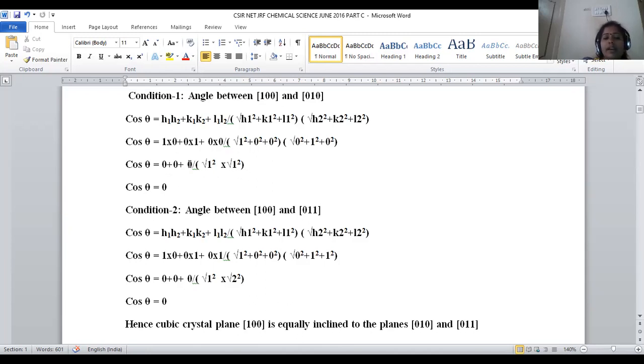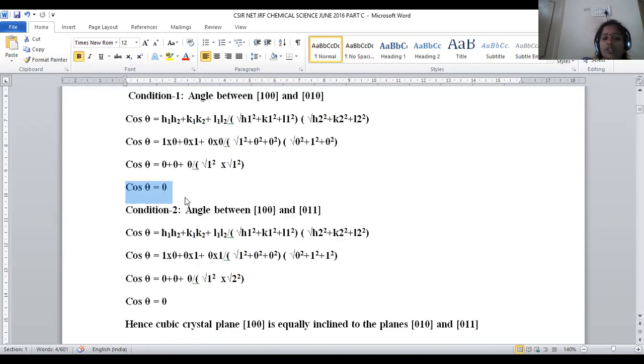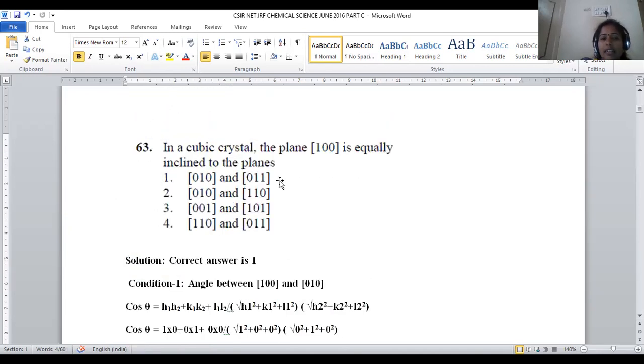Any term which is having 0, that entire term becomes 0 itself. So here the cos theta value becomes 0 for this plane. Which plane? 100 and 010, we got cos theta equal to 0.